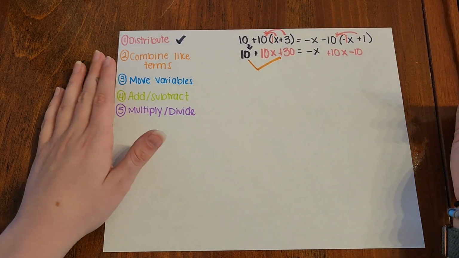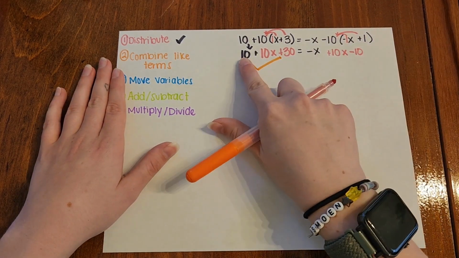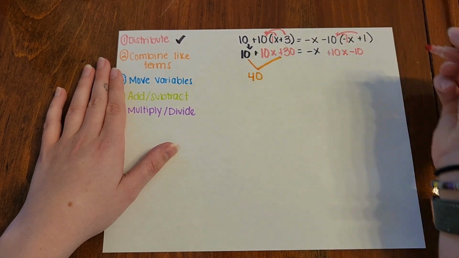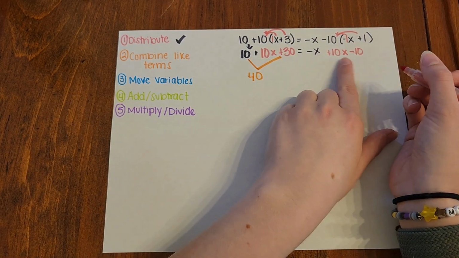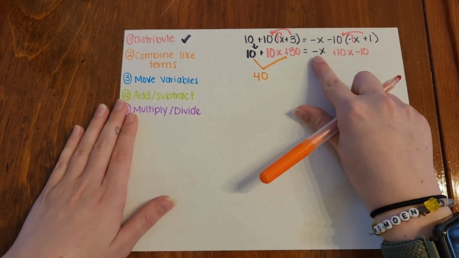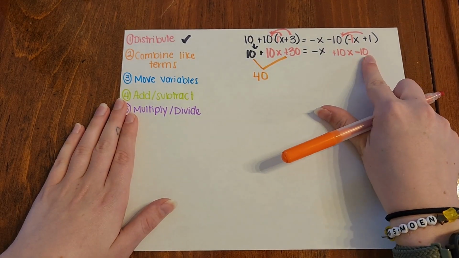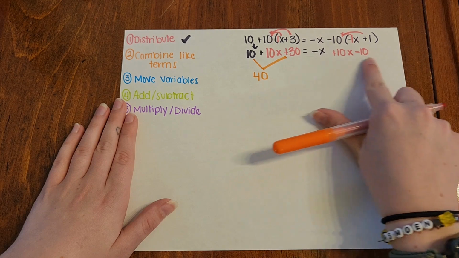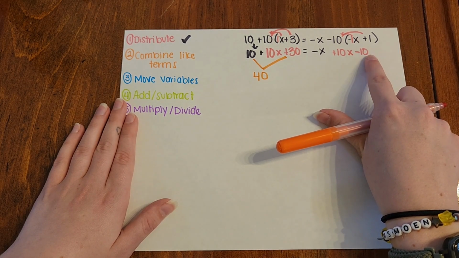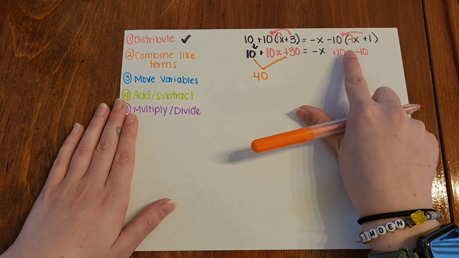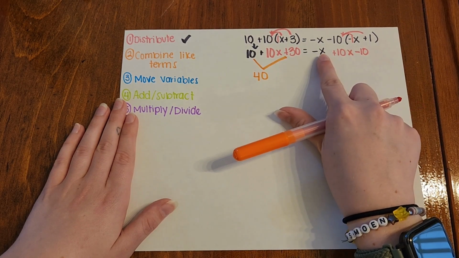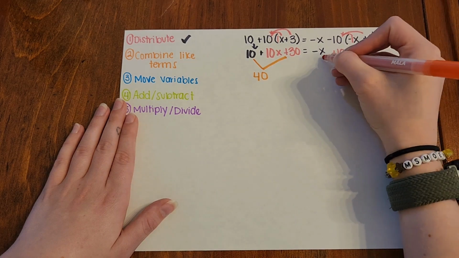When we combine them, we can pretty much always just add them together. So 10 plus positive 30 is going to give us 40. And then we're going to look over here on this right side of our equation, and we're going to look for the same thing. We have negative x, 10x, and negative 10. On this side, this negative 10 doesn't have an x at the end, so it's not a like term to negative x or positive 10x. But since these both end in x's, we can combine them.